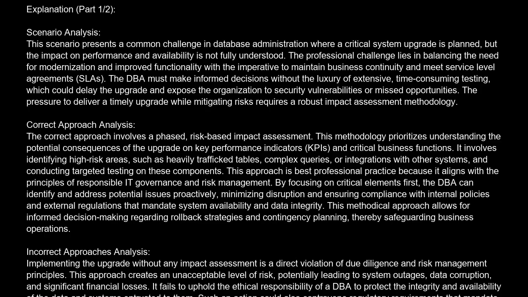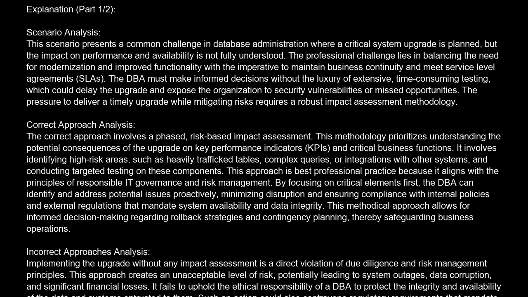The correct answer is A. Conduct a phased, risk-based impact assessment, prioritizing testing of critical transactions, high-volume queries, and key application integrations to identify potential performance bottlenecks and availability issues. Explanation. Scenario analysis. This scenario presents a common challenge in database administration where a critical system upgrade is planned, but the impact on performance and availability is not fully understood. The professional challenge lies in balancing the need for modernization and improved functionality with the imperative to maintain business continuity and meet service-level agreements, SLAs.